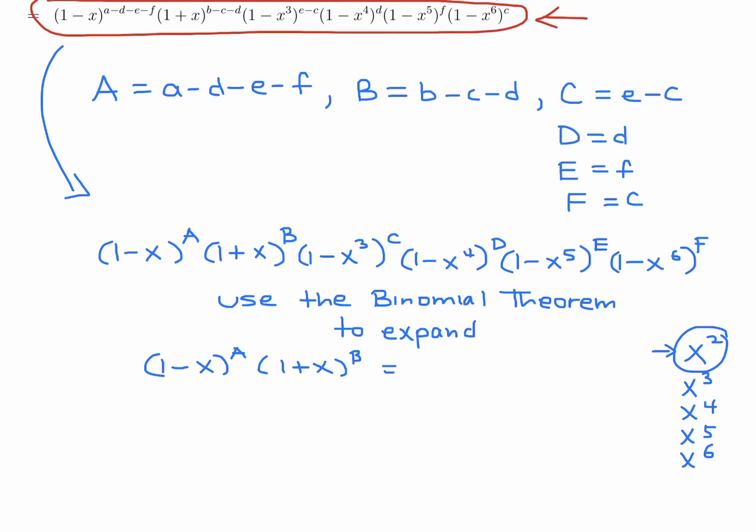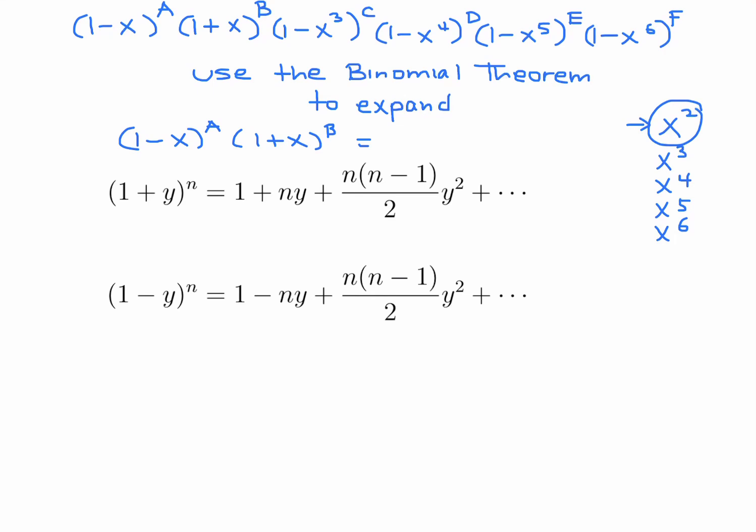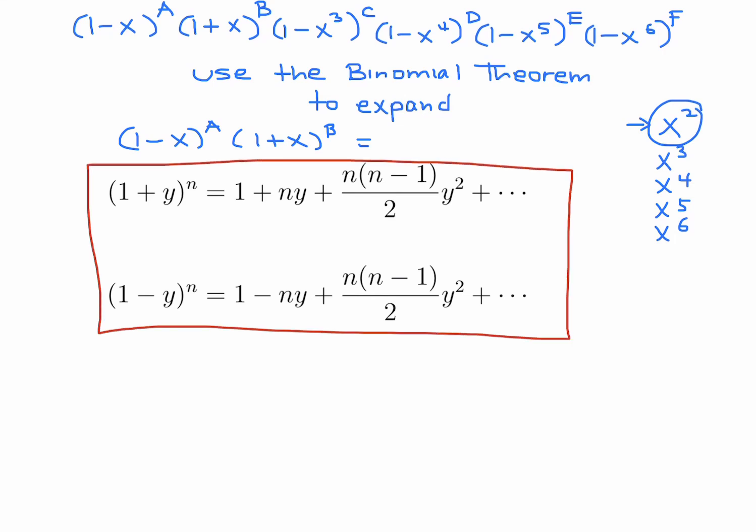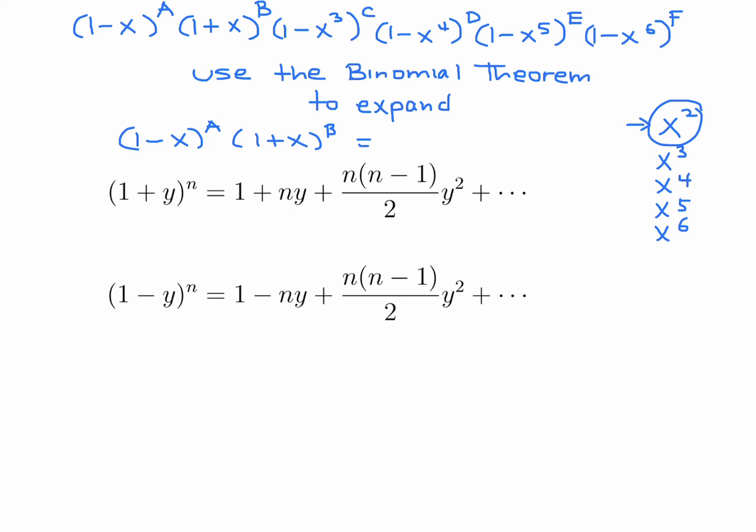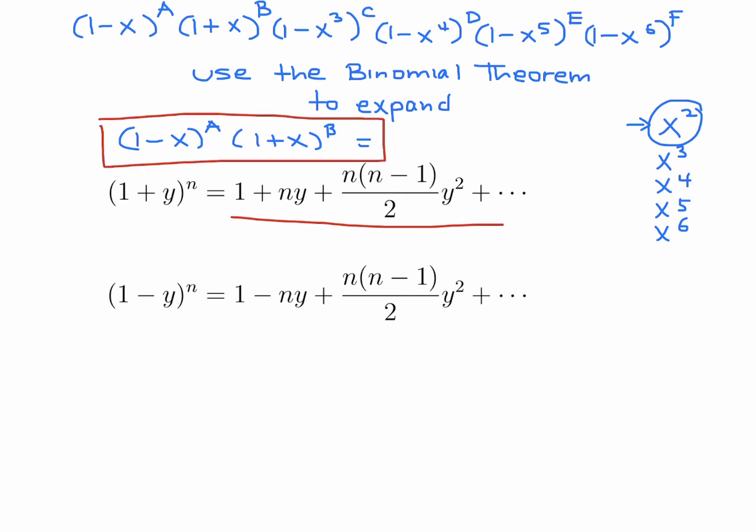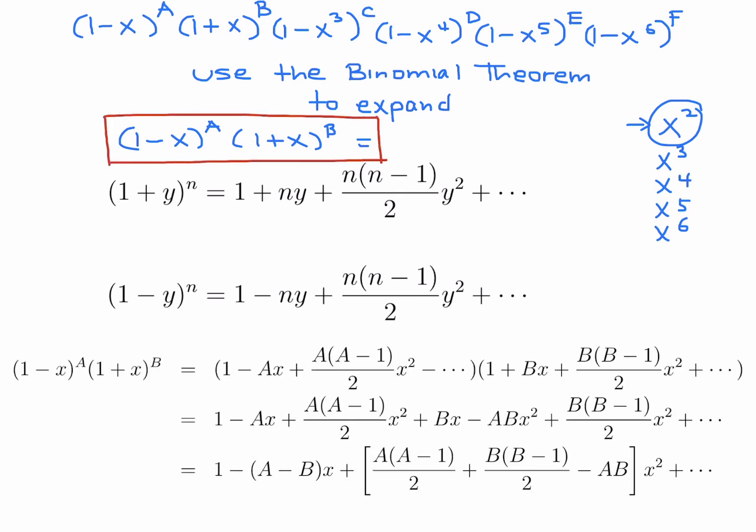So first, let's talk a little bit about the binomial theorem. What is its general look? This is the general way that it would expand something using the binomial theorem. If it's 1 plus y, it would look like this. If it's 1 minus y, it would look like this. And the good news is that you only have to concentrate on the first few terms in order to get an x squared. So we will do that on this one right here.